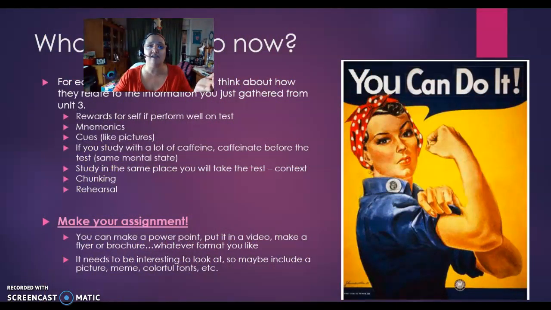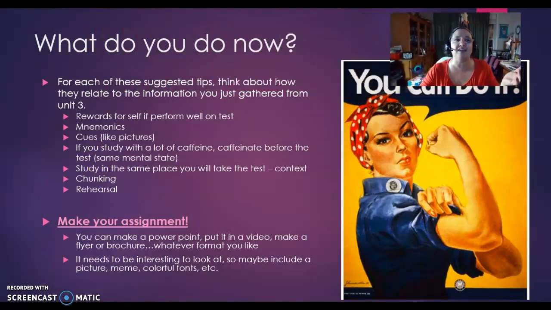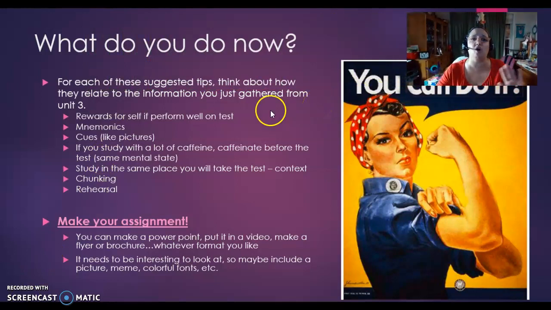So here's the deal, guys. You can pick any of these tips. I just gave you a whole bunch of tips. Don't worry about that Unit 3 thing. Just ignore that. But I just gave you all these tips, and you only need to pick 5. 5 that you want to share with Herbie and his gang and make them better students. So I gave you a lot more than 5 so that you can pick and choose whatever sounds best to you. And so your job is to make that assignment, a PowerPoint, a video, a flyer, a brochure, however you want to do it, go for it.